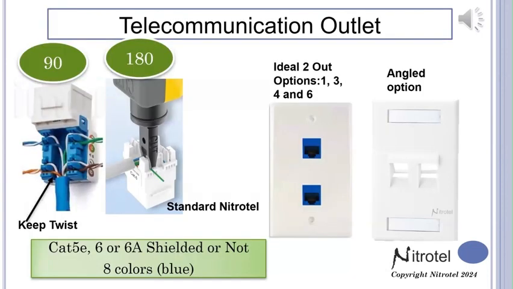Telecommunications outlets will typically terminate in an RJ45, and we have two options for RJ45. We have the 90 degree and the 180 degree. The 180 is a standard Nitrotel jack, and it's available in Cat 5E, Cat 6, Cat 6A, shielded or unshielded, also in 8 different colors. The jacks snap into a wall plate. Ideally, we use at least a 2-port wall plate, but there are also options for 1, 3, 4, and 6 ports on a single gang wall plate.